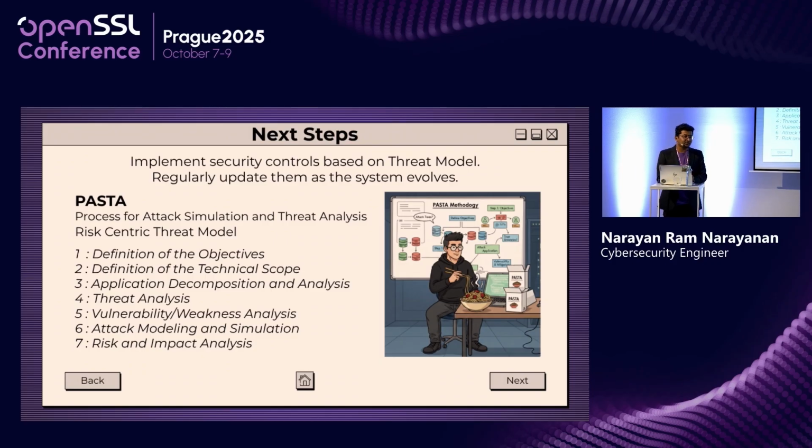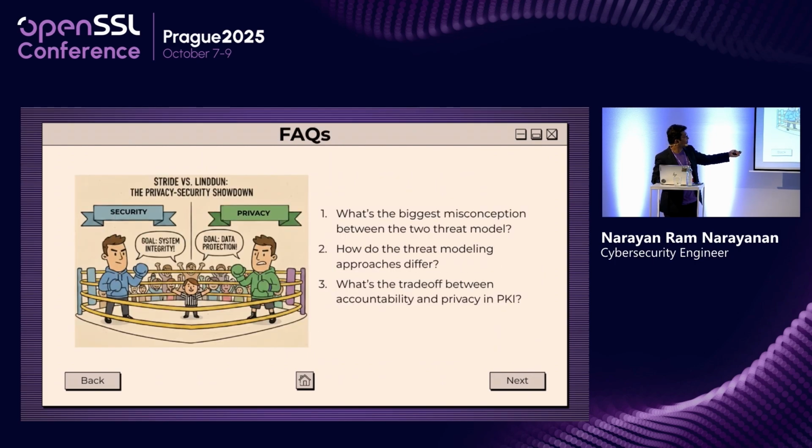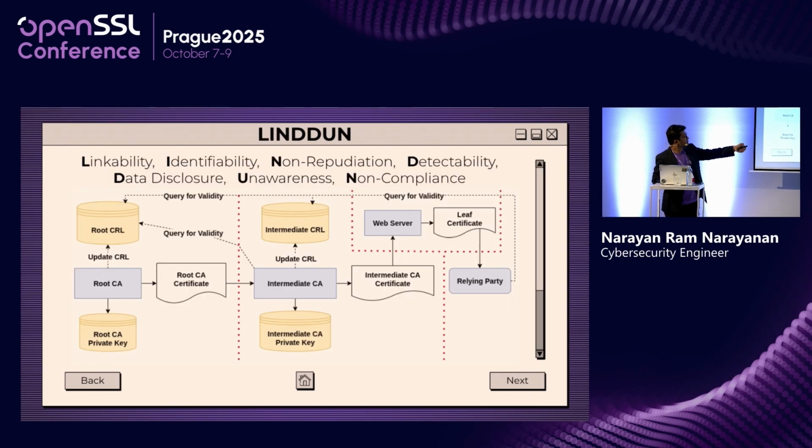So we define the technical scope right now, and let's decompose the application. When we decompose the application, we are just focused on the relying party, the intermediate CRL, the intermediate CA, and validity. This is the only thing that we are worried about right now. So with that picture in mind, we know how we can spoof it. How can we mitigate the spoofing? What can be implemented here so that we can mitigate the spoofing?